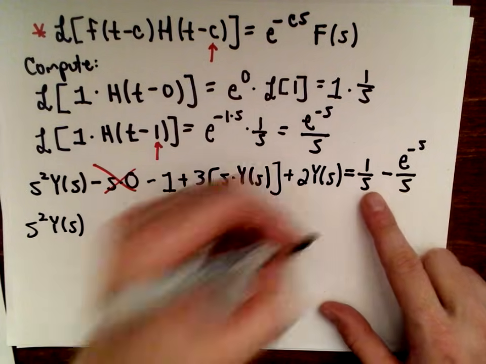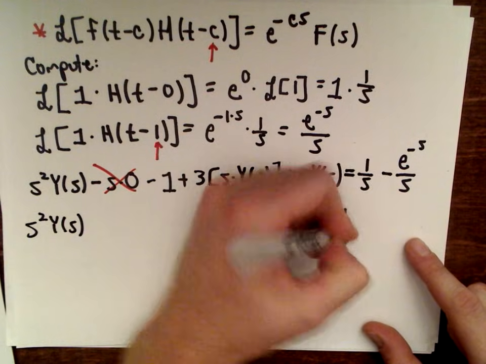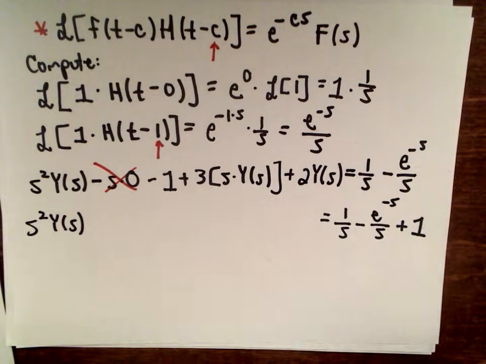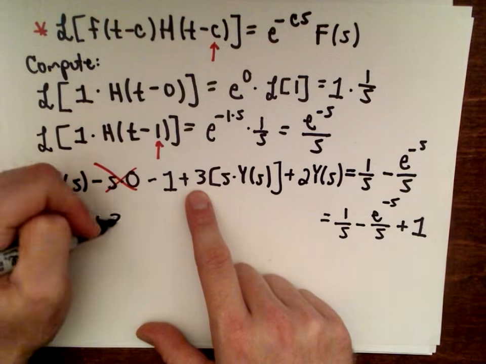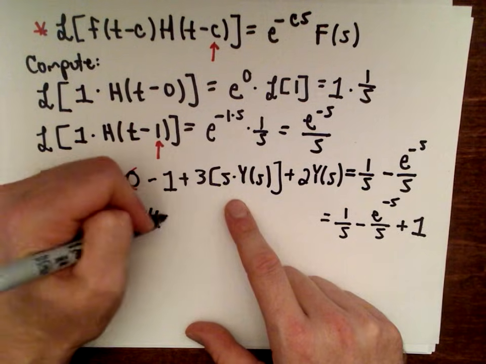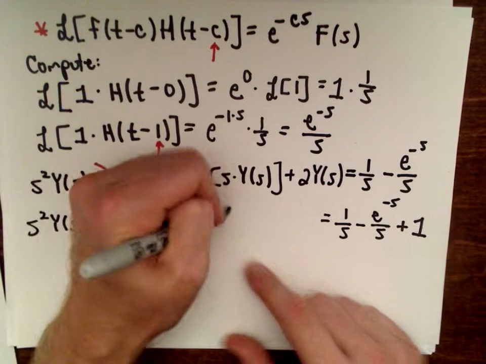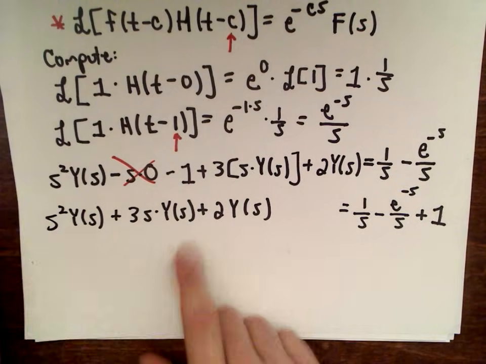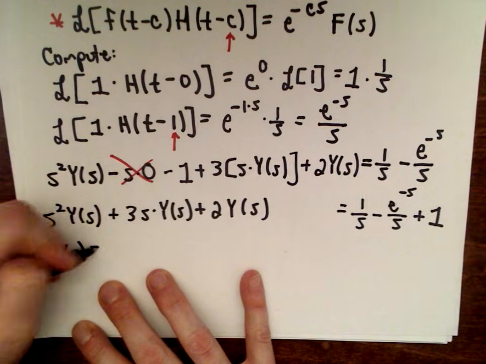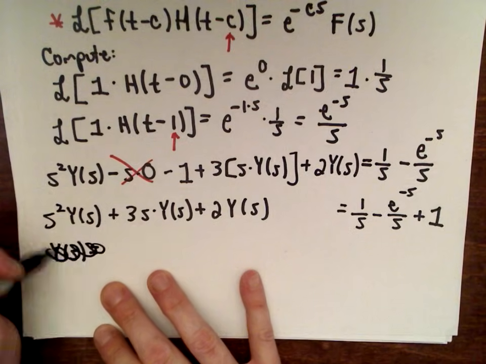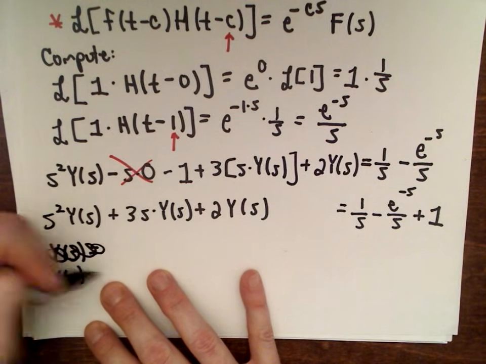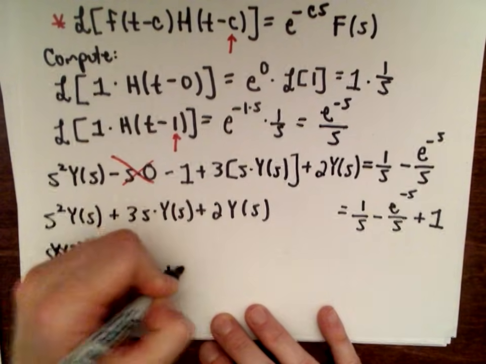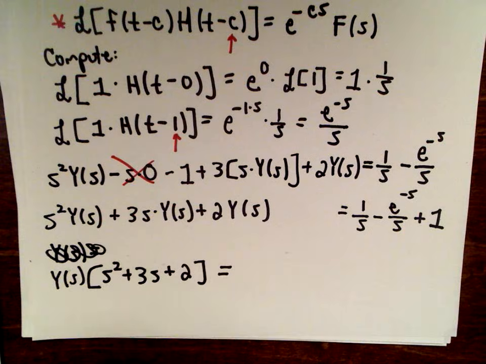So just a little bit of algebra. I'm going to add that to the right side. So we have 1 over s minus e to the negative s over s, plus 1. Let's see, we would have plus 3s multiplied by capital Y of s plus 2 multiplied by capital Y of s. And again, now I'm just going to solve for Y of s, so I can factor the Y of s out. We would have Y of s left over, we would have s squared plus 3s plus 2. Again, equals all this stuff on the right side.